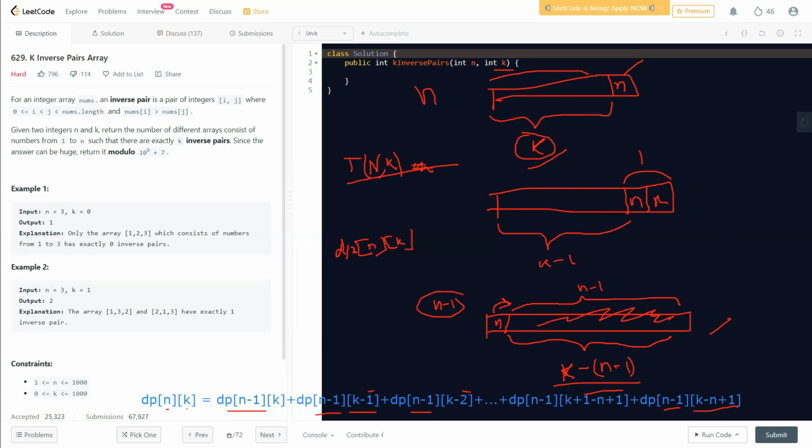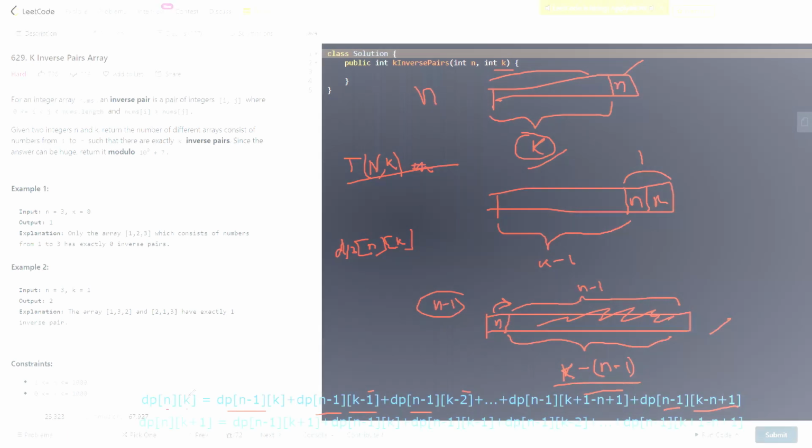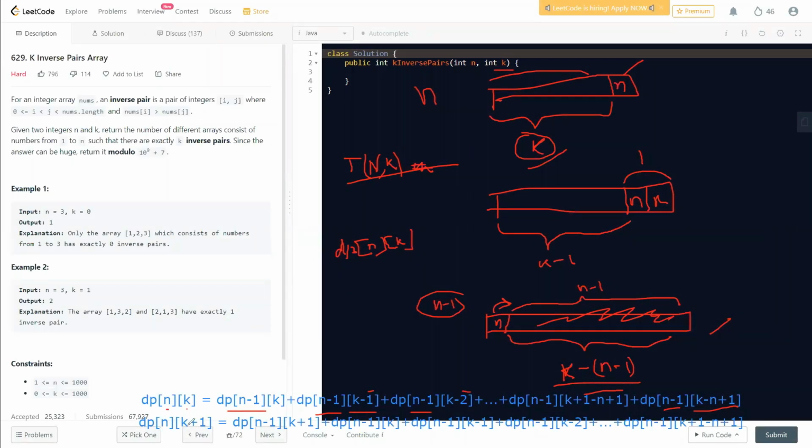I'll just write this dp of n, k plus 1 in a moment. See over here, we're just trying to write the dp of n, k plus 1. Say we have n elements and we need to find k plus 1 inverse pairs, like one more. So what will happen? In all the places, we'll keep on adding 1 to it. I don't think this is properly visible. Okay, let's try to understand. I will show you in a proper manner above in a moment. So we're just adding 1 to every k.